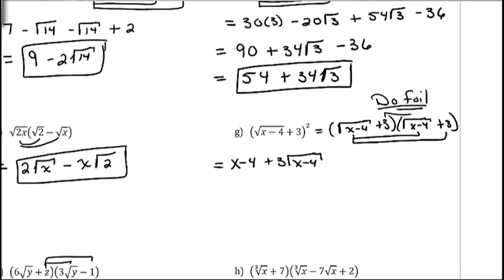And here we have 3 times the square root of x minus 4 is another 3 square root of x minus 4. And then 3 times 3 gives us 9. So we have this x. We have negative 4 and positive 9, so that's plus 5. And then we have 3 square root of x minus 4 and another 3 square root of x minus 4, so that's plus 6 square root of x minus 4.